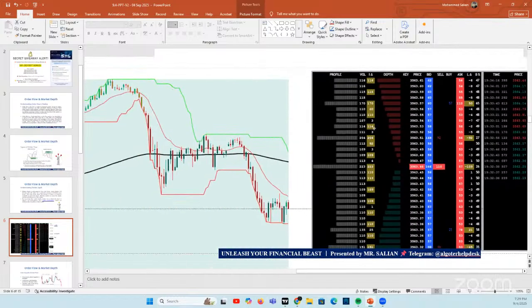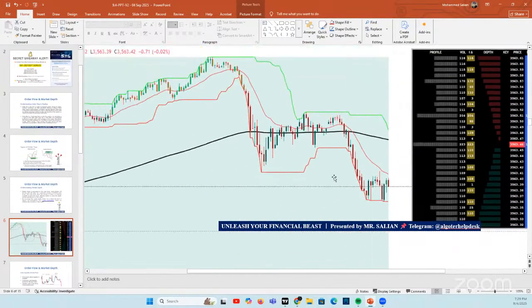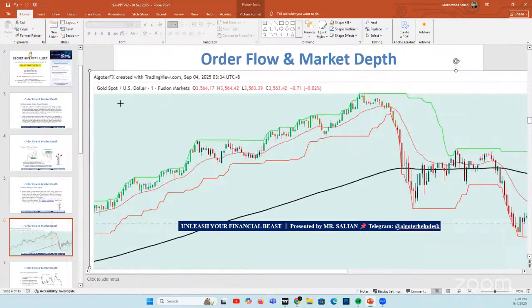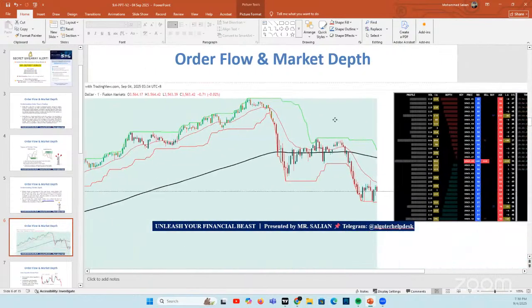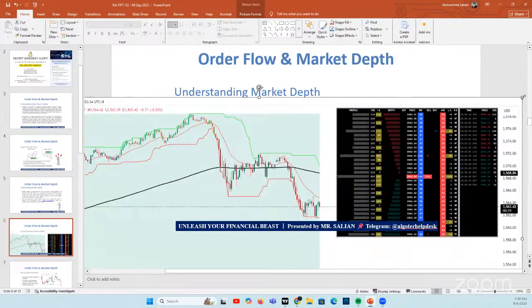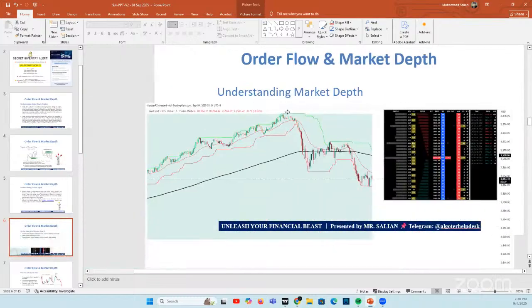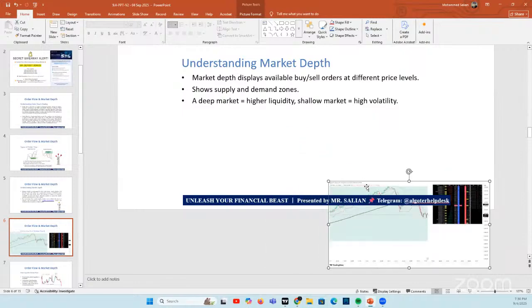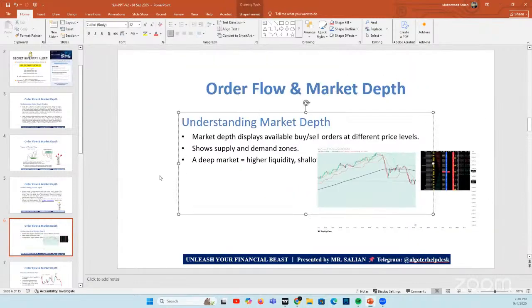I hope that's clear, and we will show you how to get this indicator if you want to use it to your advantage. Let's just leave it there now. I think that will be fine.